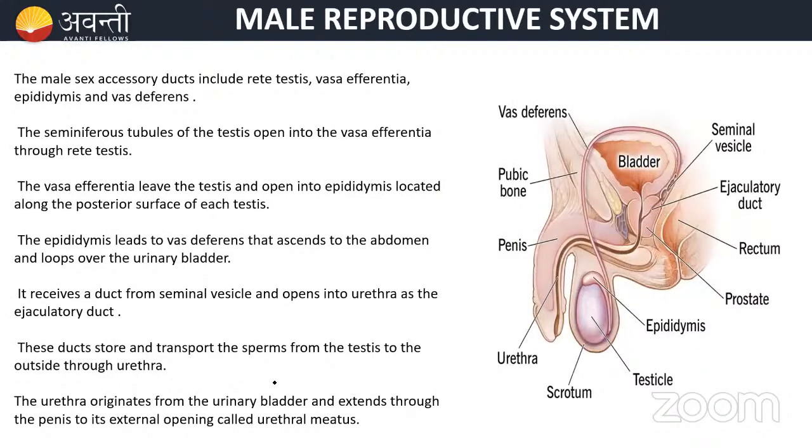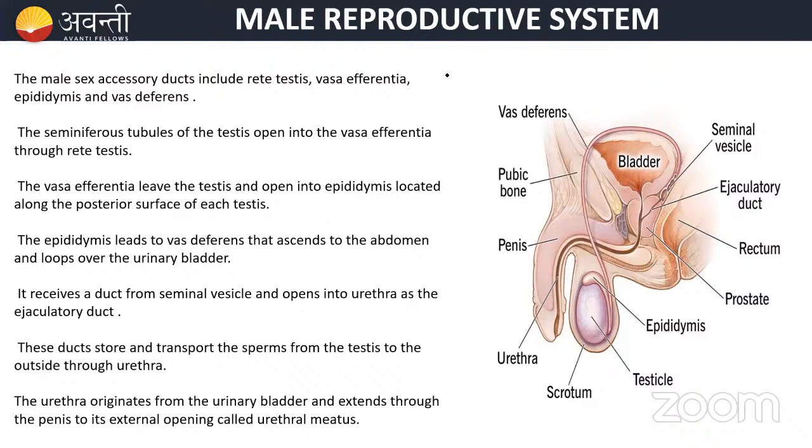Now, after the testes, there are accessory ducts, which include the rete testis, vasa efferentia, epididymis, and vas deferens. So students, remember, I told you that in one testicular lobule, 1 to 3 seminiferous tubules are present. Right? And from each seminiferous tubule, some straight tubes come out, and these tubes are known as tubuli recti.